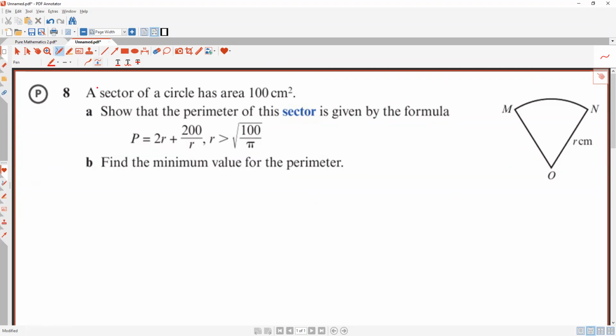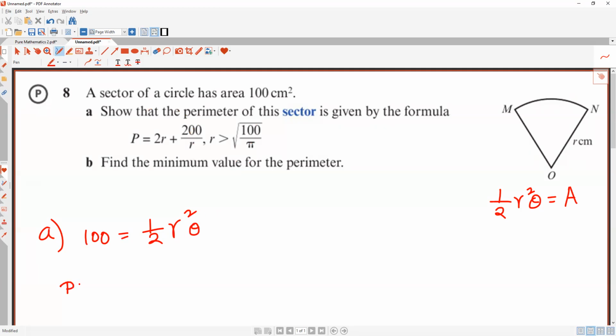Let's see. They said the sector of the circle has an area of 100 centimeter square. Now, the area of the sector formula is half r square theta. For part a, they said show that the perimeter, so they mentioned perimeter, you have to write perimeter. They mentioned area, so you have to write area. So the area is 100, the radius is r, so half r square theta. Did they give us any theta? No, they did not give us any theta also. Fine. So this is my area formula.